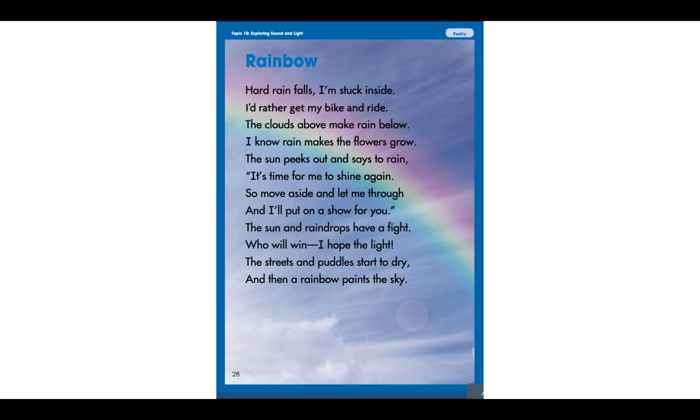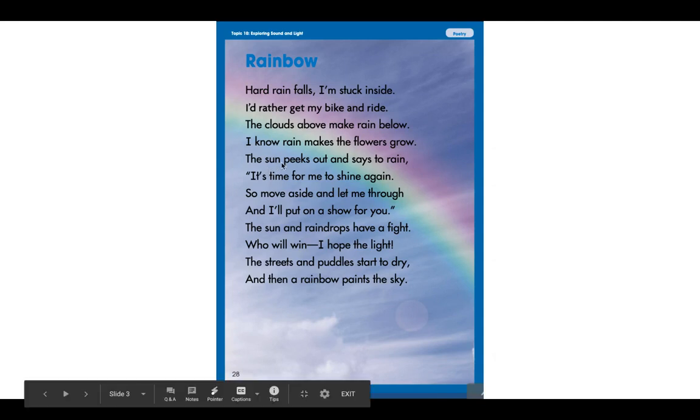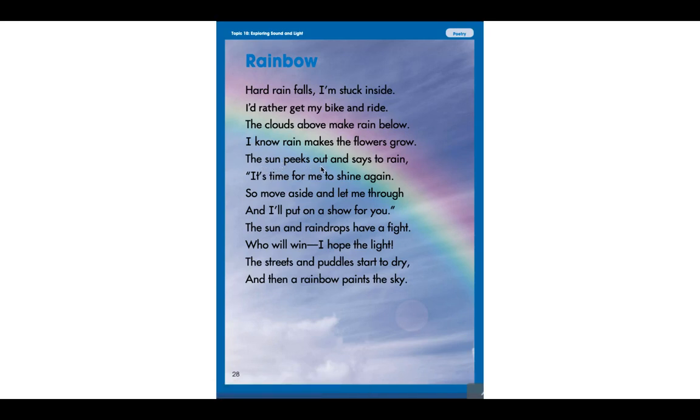I would say that this poem is about light. And some words that give us a clue? The word sun, especially the phrase, the sun peeks out. We know that the sun is a natural source of light. Another word could be shine, because we see things when they shine. And also the word light. In the rain, the sun and the raindrops have a fight. Who will win? I hope the light. So these are just some words that give us clues that this poem is about light and not about sound.